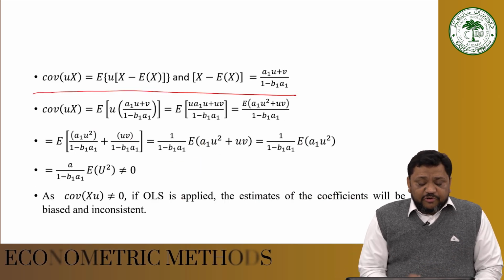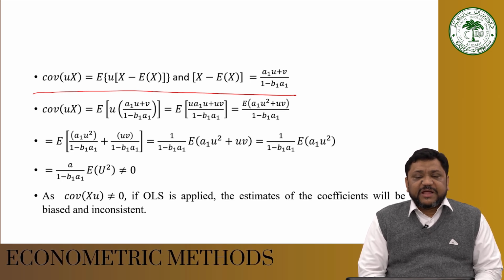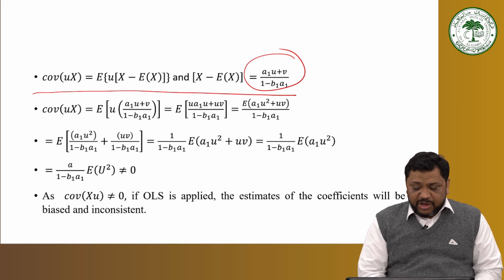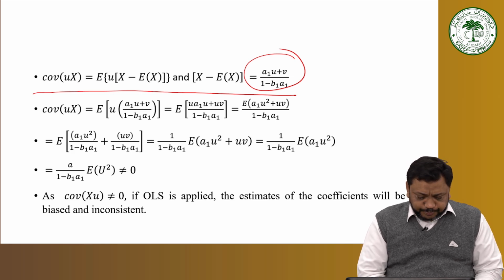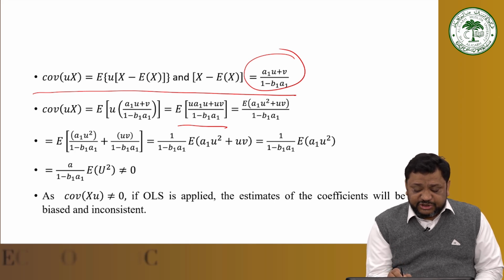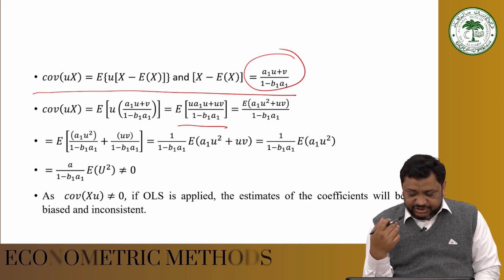So our covariance ux is equal to, as we have seen before, expected value of u multiplied by x minus ex. So x minus ex we have just now derived is equal to a1u plus v divided by 1 minus b1 a1. Then for finding the covariance of x and u, we multiply with u. Upon multiplication, we are supposed to find the expectation of ua1u plus uv divided by 1 minus b1 a1. So now we take expectations, because in the denominator all the terms are constant, we take only expectations in the numerator.